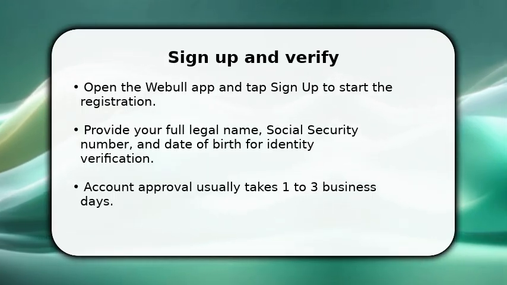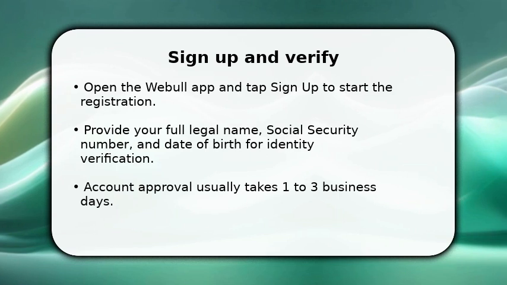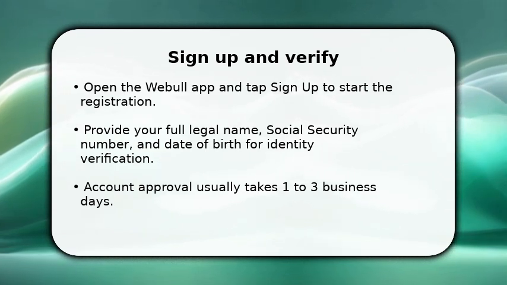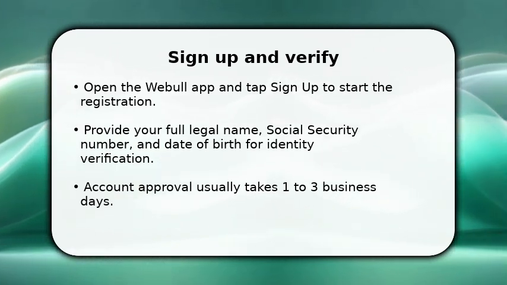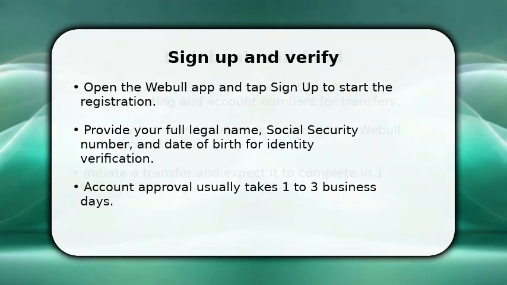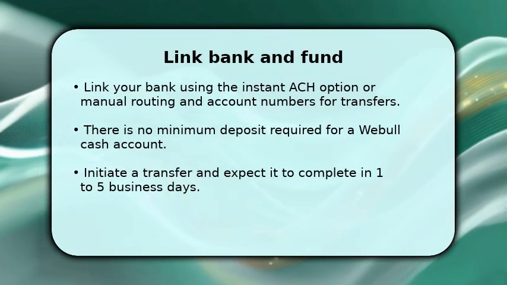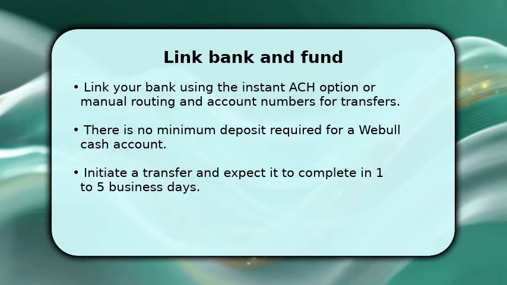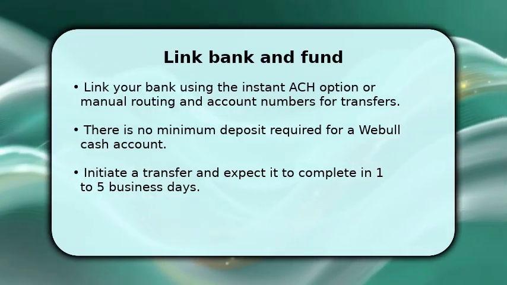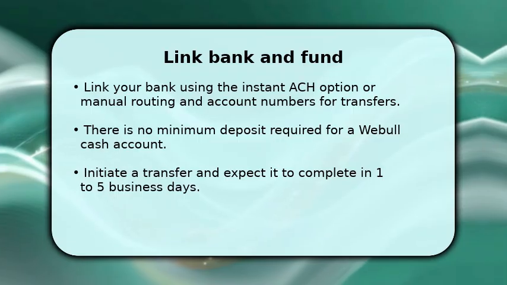Account approval usually takes 1 to 3 business days, though some verifications clear in a few hours. Link your bank using the instant ACH option or manual routing and account numbers for transfers. Verify small microdeposits if you chose manual linking, or use your bank credentials for instant linking.